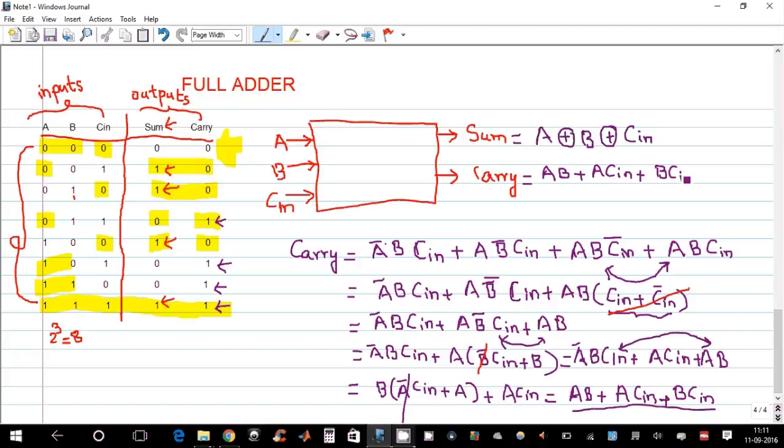So the black box now consists of, in order to derive the sum value, we need to do the XOR of a with b with c. So we require a 3 input XOR gate. So we are taking a, we are taking b, we are taking c.